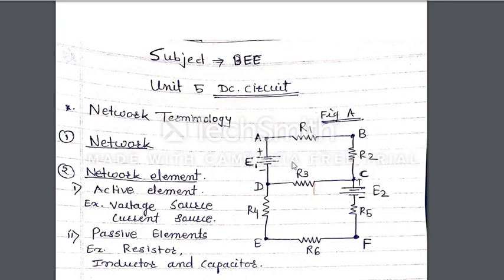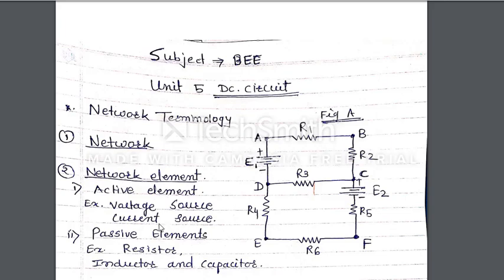Any individual circuit element with two terminals which can be connected to other circuit elements is called a network element. Here you can see there are two types of network element: the active element and the passive element. Active elements are the elements which supply power or energy to the network. There are two types of active element: first is the voltage source and next is the current source.